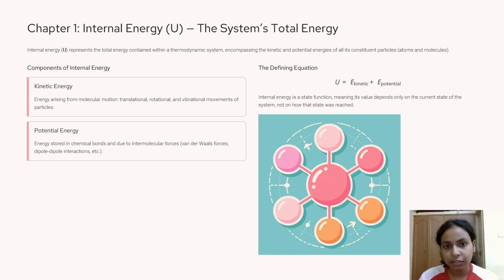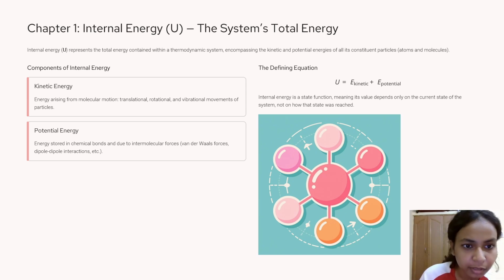Internal energy is defined as the total energy of the system. It's about summing up the microscopic forms of energy in a system. It comprises kinetic energy, which arises due to molecular motion, which could be translational, rotational, or even vibrational. Second is potential energy. Potential energy is there because of the forces between the chemical bonds in the molecules, like van der Waals forces, dipole-dipole interactions, etc. The equation we get for internal energy is U is equal to E kinetic plus E potential.